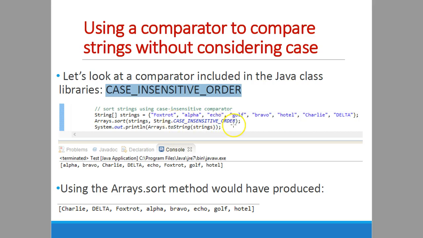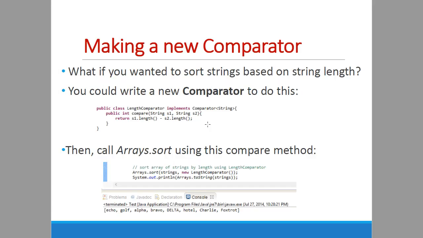I wish that it didn't look like a static value, but instead somehow conveyed that it was a comparator. That would, at least if it had the name comparator in it, that would be nice. So you can use this String.CASE_INSENSITIVE_ORDER. I believe we'll also cover that you can do reverse orders as well.